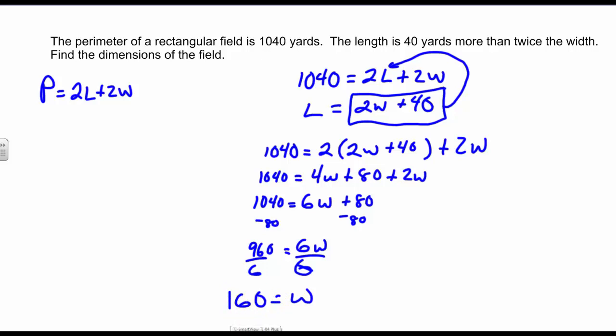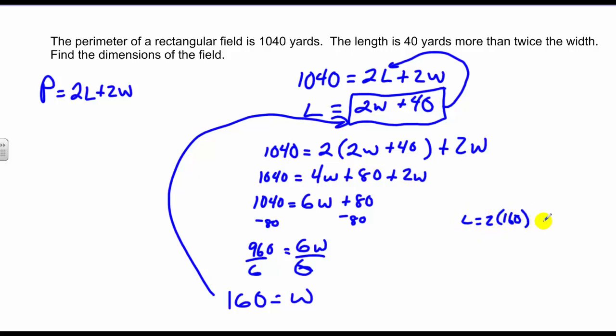And then I'd have to find out what the length is, so I could take and throw that back into this equation. Therefore, I've got the length equals 2 times 160 plus 40, or in this case 320 plus 40, or 360 is equal to the length. So 160 is the width, 360 is the length, and I'm done.